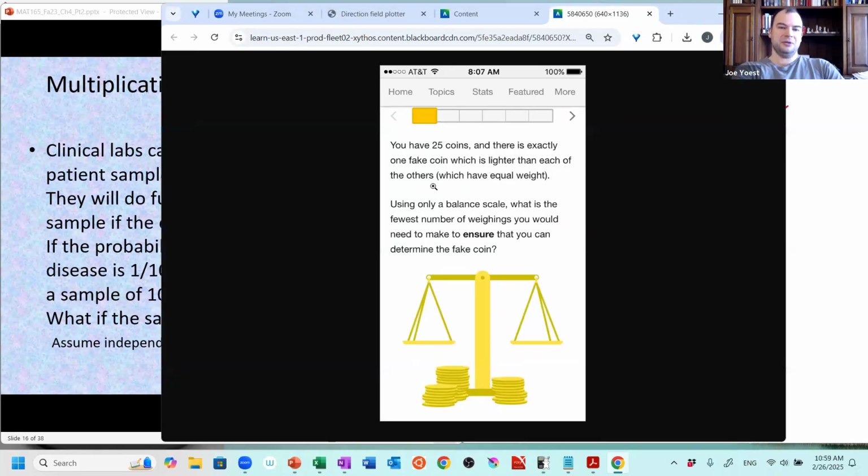So you have 25 coins. There's exactly one fake coin, which is lighter than each of the others, and each of the others have equal weight. Using only a balance scale where you can put some stuff on one side, some stuff on the other side, and the heavier side will go down, what's the fewest number of weighings you would need to make to ensure that you can determine the fake coin? So a balance scale, if both sides have the same weight, it stays flat. If there's a heavier side, that side goes down. So this is kind of an interesting question.